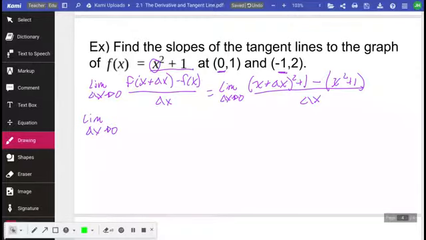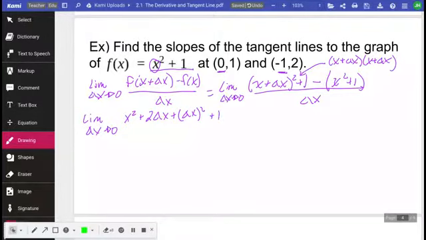So when I see this, I'm going to think of that as x plus delta x times x plus delta x. That's what it means to square. Common mistake is squaring the first and squaring the last. So when I square that, I get x squared plus 2x delta x plus delta x all squared.